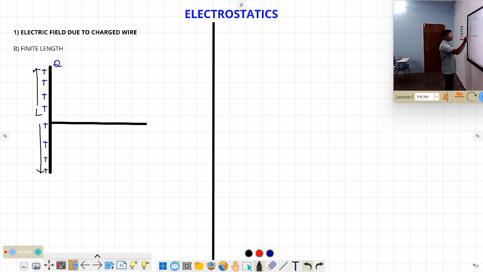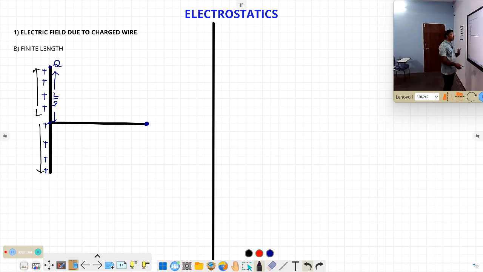Now I take the line of bisector, which exactly divides the total length of the wire into two parts, L by 2 above the line of bisector and L by 2 below. I have chosen a point here, and at this point I want to calculate the electric field intensity due to this charged wire of finite length. To find this, first choose the elementary portion from the line of bisector up to the length L by 2.